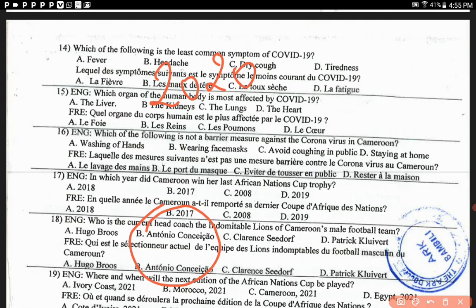But after him was Rigobert Song. Rigobert Song took over from him, and then today we have Marc Brys. So if the question was for today, the answer would be Marc Brys, not the Antonio name. All right. Now, question 19.